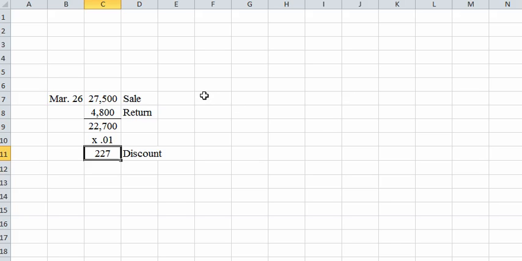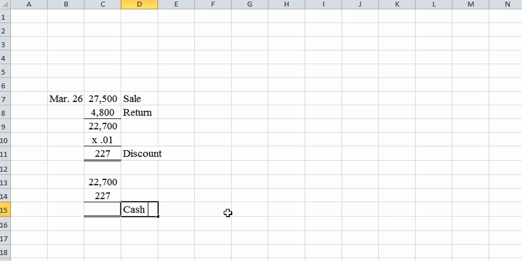Now, I hope this makes sense. You guys see, we're not going to give the customer a discount on the full $27,500 because they returned $4,800 worth. So we're only going to give them a discount on what they kept, right? Now to get the amount of cash that they'll pay us, it will be equal to the $22,700 minus the $227.